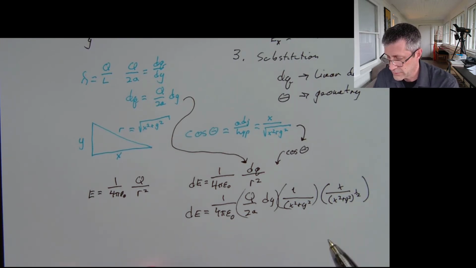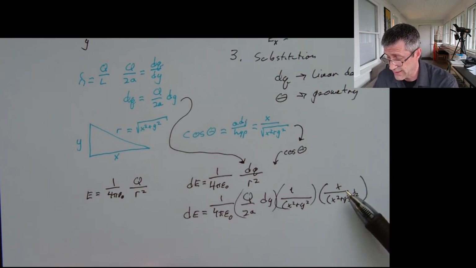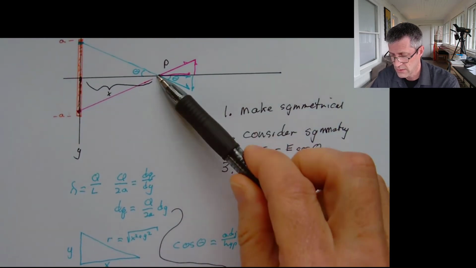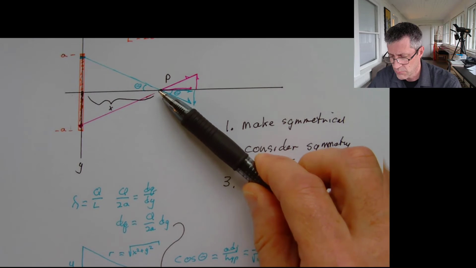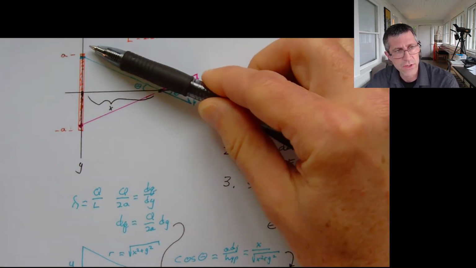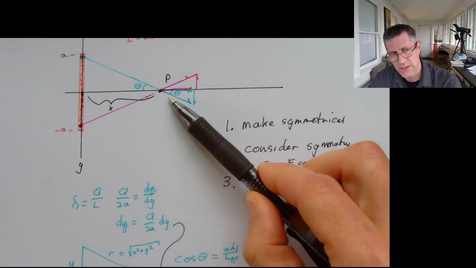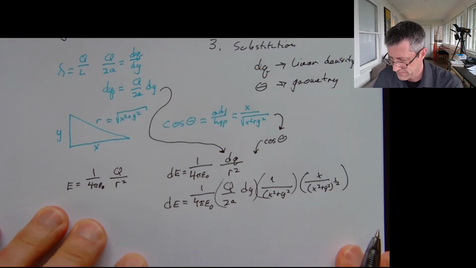The thing I want to recognize here is what is changing and what's not changing. In this equation, x is a constant. I've picked this point here that I'm interested in, and I'm going to find the electrical field at this point. But what I'm integrating across is over here, from minus a to plus a. That point's not changing. So x is the constant, and what's changing is y.